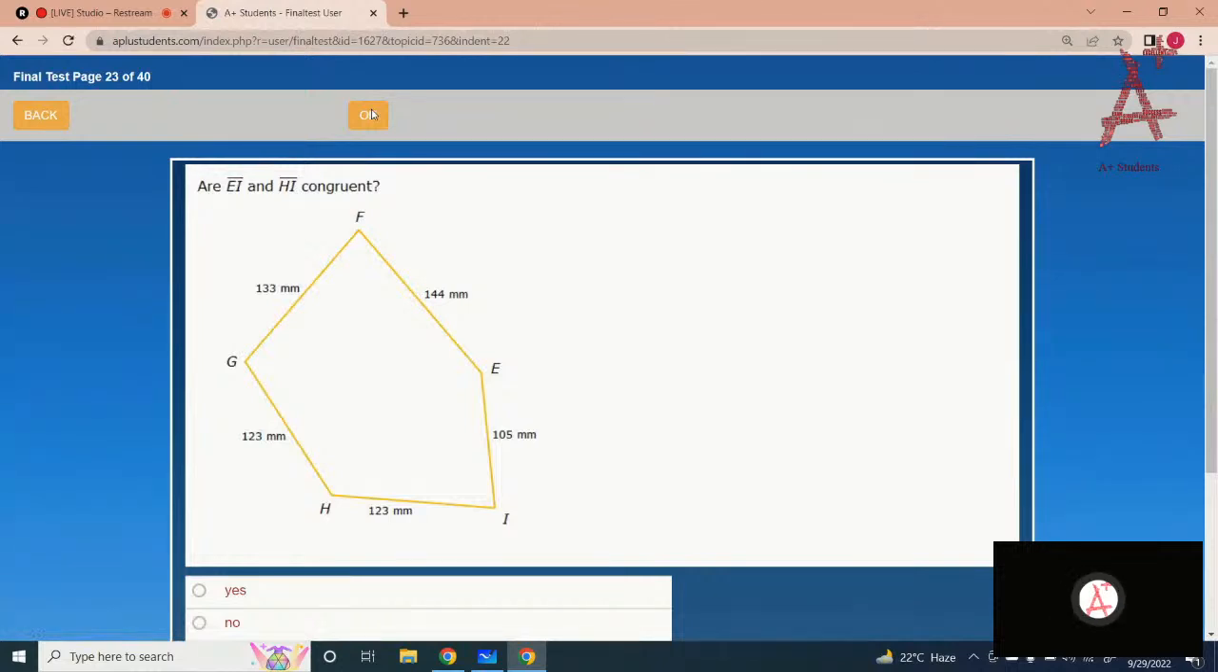Are EI and HI congruent? EI is 105 and HI is 123. No, they are not congruent. They have different lengths. Got it? The answer is no.